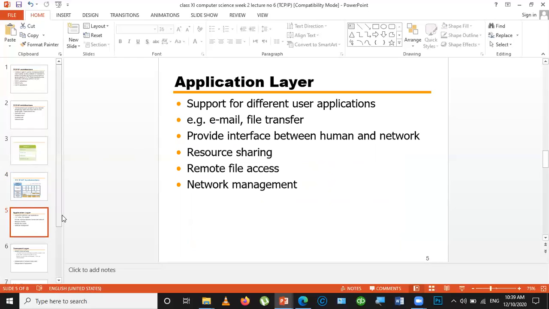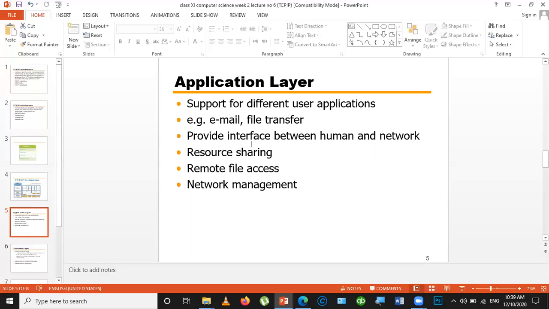The first one is the application layer protocol. It supports different user applications, e.g. email and file transfer. It provides an interface between human and network: resource sharing, remote file access, network management. This layer is responsible for dealing with the sharing of applications, and it is the topmost layer of the TCP/IP protocol suite. This layer includes applications or processes that use transport layer protocols to deliver the data to destination computers.